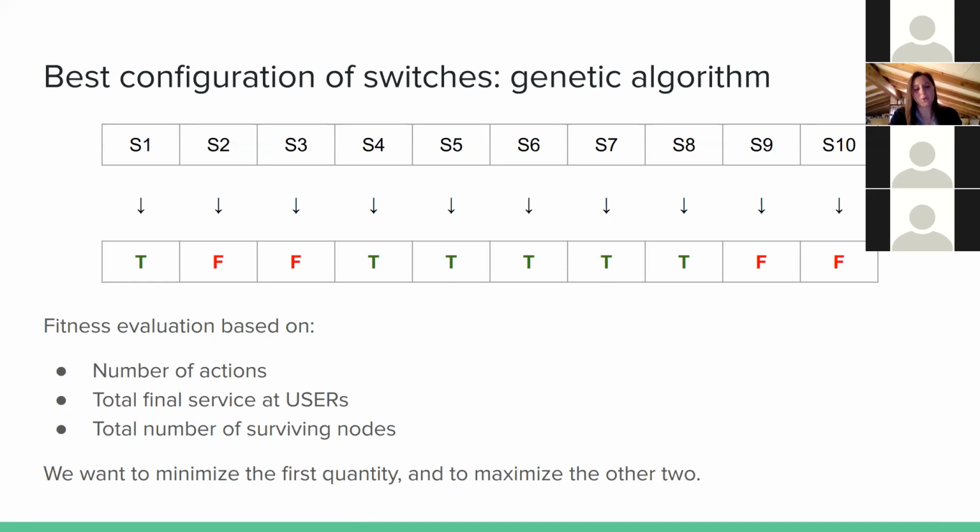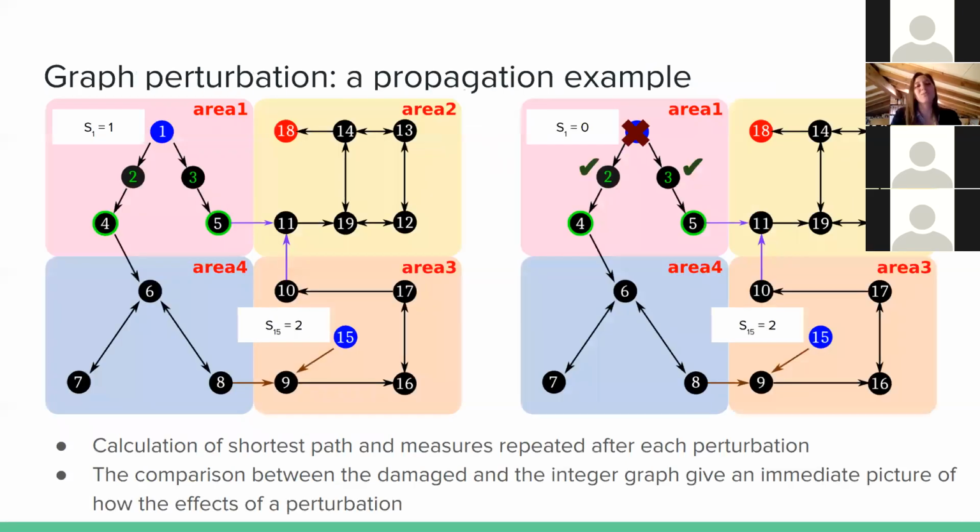Then, maximizing, definitely another quantity, which is the total final service at the users, and maximizing the total number of surviving nodes. I mean, these nodes are modeling plants and components. So ideally, I would like the graph to be as complete as possible, with, of course, definitely a good service. So we minimize the first quantity, as you can imagine, and we maximize the other two. Okay, now that you have understood everything about the graph, let's try to simulate it.